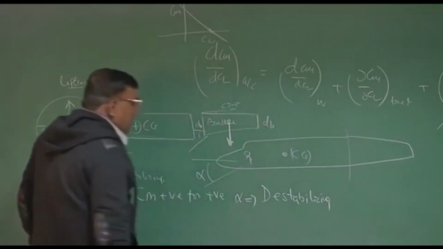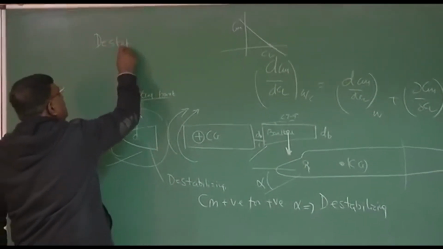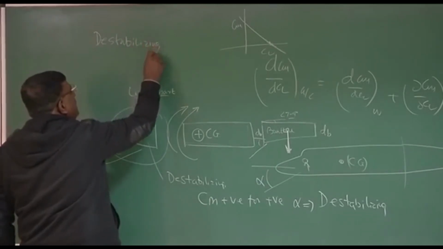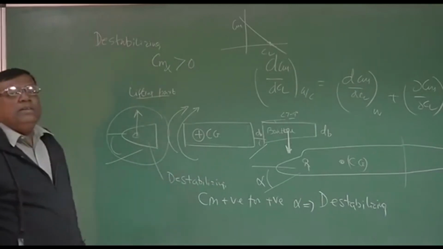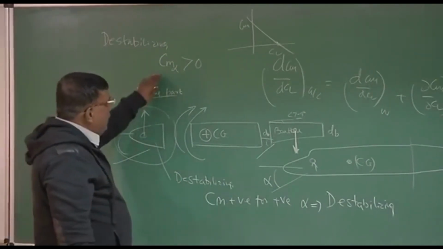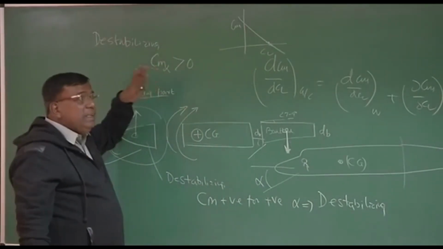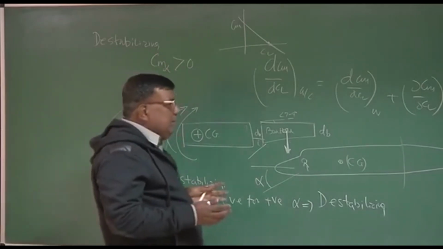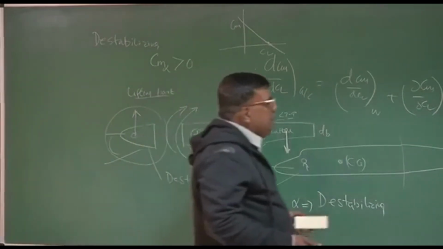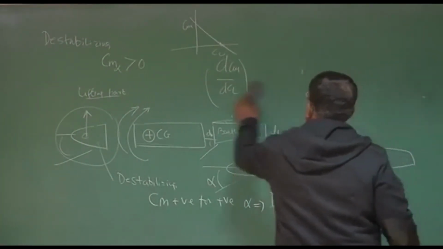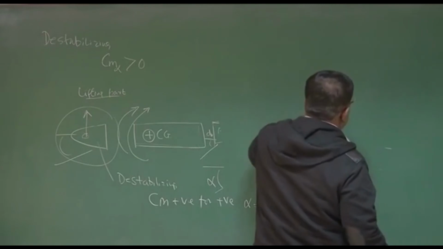And the moment it is destabilizing, we know that for destabilizing, immediately I know Cm alpha will be greater than 0, because for stability, Cm alpha is less than 0, right? So Cm alpha, because of fuselage, will be greater than 0, or it will be destabilizing. There are empirical methods to calculate the value of Cm alpha or dCm by dCl through quick formula, and that I will be giving you, and you should be using it as and when required.